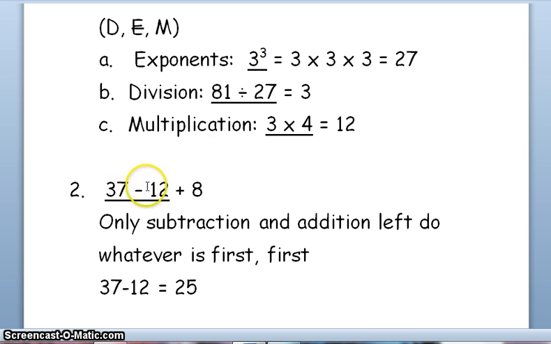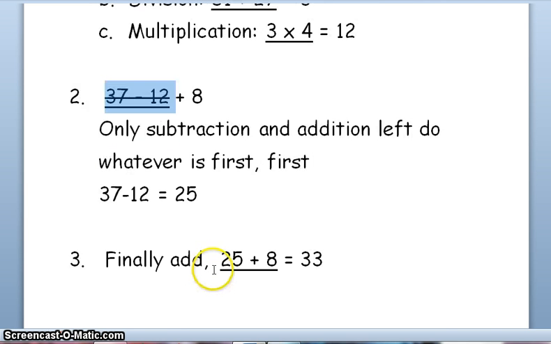So then I would have 37 minus 12 plus 8, and since the subtraction comes first when I read from left to right, I'm going to take care of the subtraction first. So 37 minus 12, I underlined that to show that that's the next problem I'm taking care of. 37 minus 12 left me with 25. So then in the end, 25 plus 8 will leave me with 33. So my final answer for this order of operations problem would be 33.